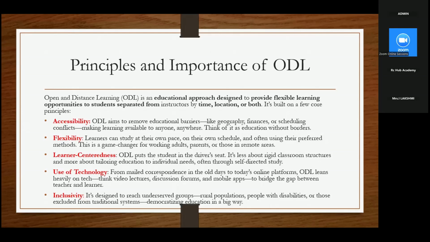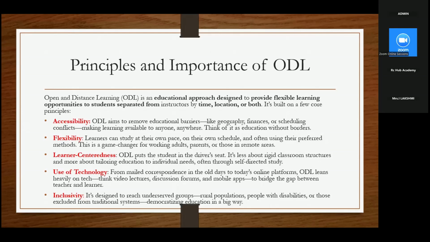And this ODL is mainly focusing on 5 points. One, it is accessibility, which means that we can access remotely from wherever. It does not belong to a geographic location. I can sit in one place and learn wherever I want. That is one thing. And another one, it is financial also, we can pass it through the online, and another one, scheduling conflicts.